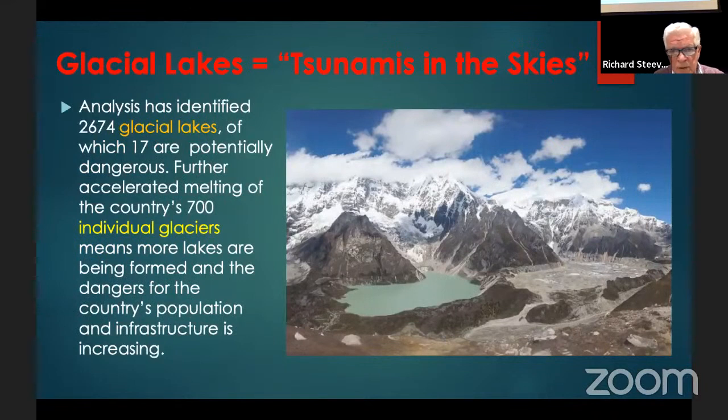There's another picture of them here, instead of from space, from down low, so you can see what they look like. There are in this region 700 individual glaciers. I've got that highlighted in yellow there. And of those 700 glaciers, 2,674 glacial lakes. That's a lot of lakes. And only 17 are considered potentially dangerous. But still, if you happen to be living downstream from those glacial lakes, they could potentially be dangerous. And we'll see some examples of that later.